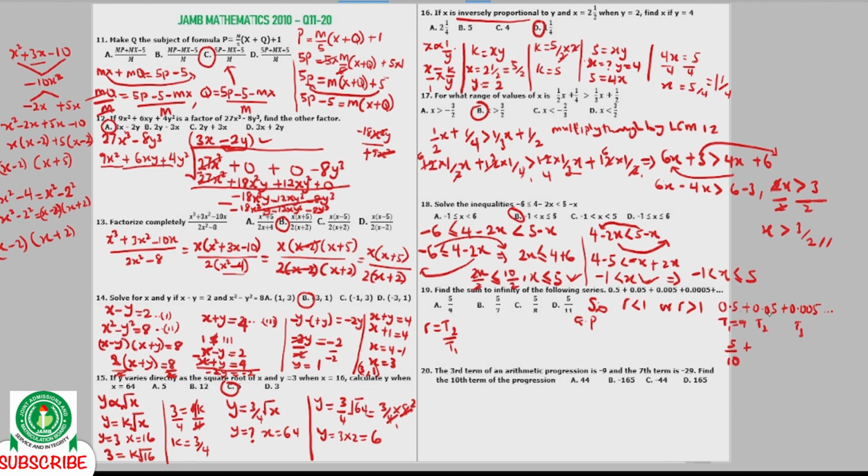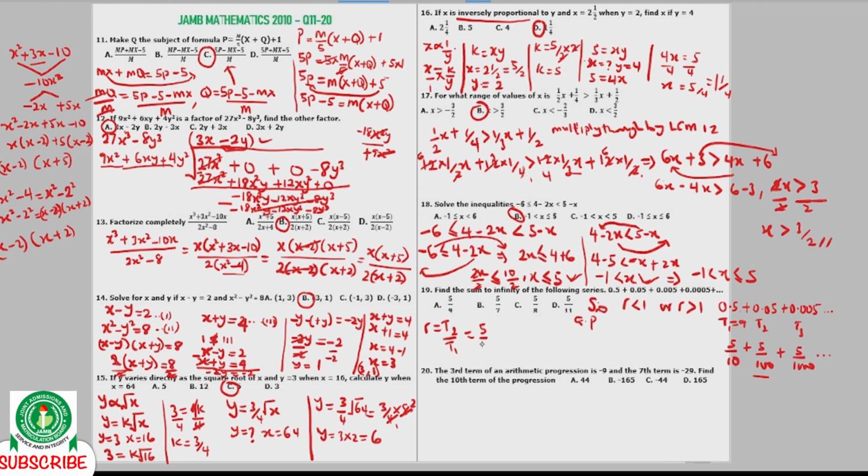Plus this T2 will be 5 also, because 0.05 is 5, but there are two digits after the decimal point, so it becomes 5 over 100. The same thing happens to the third one: 5 over 1000 and so on. So this is how you convert to fractions. Now R equals T2 all over T1. Your T2 is 5 over 100.